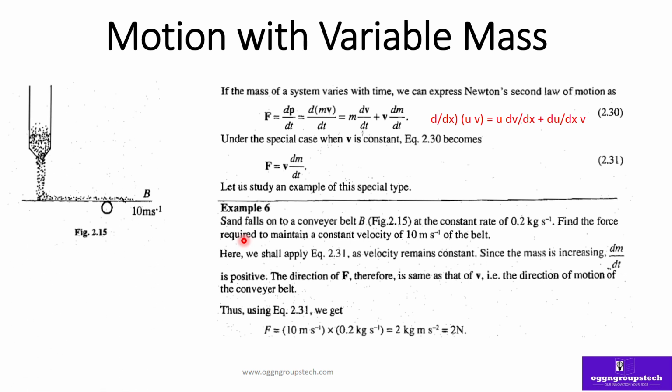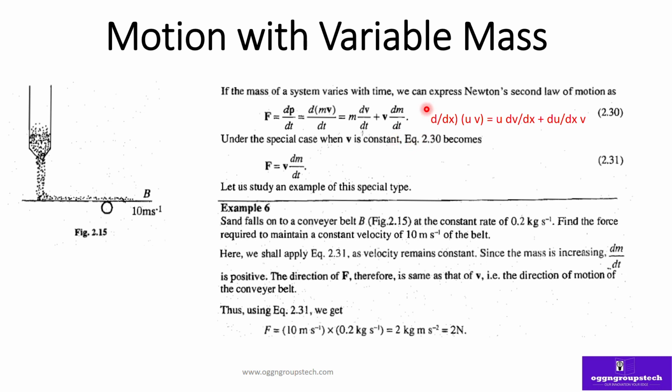As per Newton's second law, if I vary the mass of a system with time, then F is equal to dp by dt. What is p? p means momentum. Momentum is mass into velocity. So d(mv) by dt, using the derivative formula d by dx of uv, gives u dv by dx plus v du by dx. In the same way I have written m dv by dt plus v dm by dt.